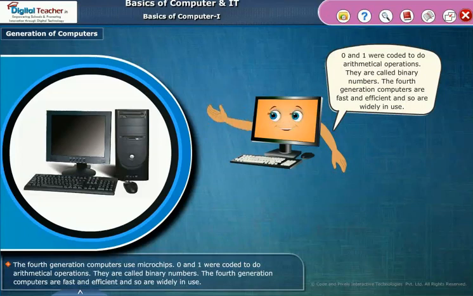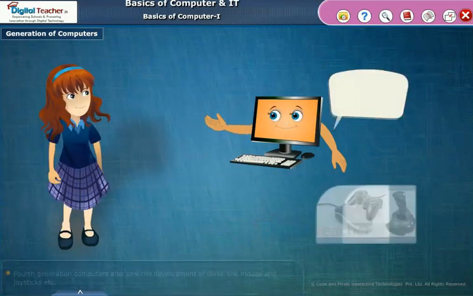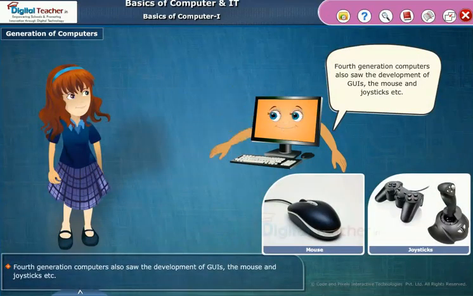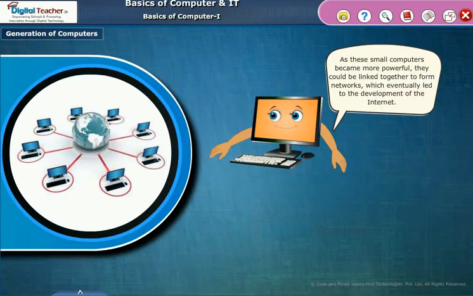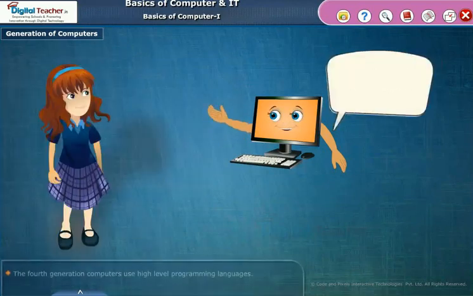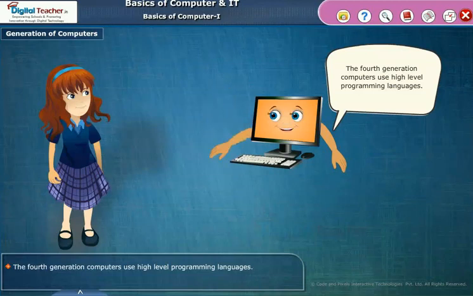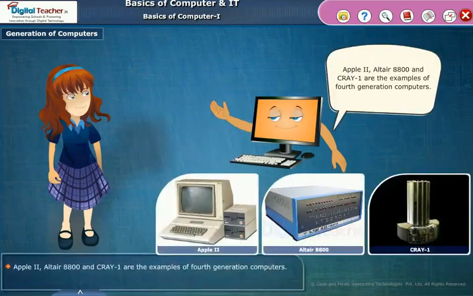The fourth-generation computers are fast and efficient and so are widely in use. Fourth-generation computers also saw the development of GUIs, the mouse and joysticks, etc. As these small computers became more powerful, they could be linked together to form networks, which eventually led to the development of the Internet. The fourth-generation computers use high-level programming languages. Apple II, Altair 8800 and Cray 1 are the examples of fourth-generation computers.